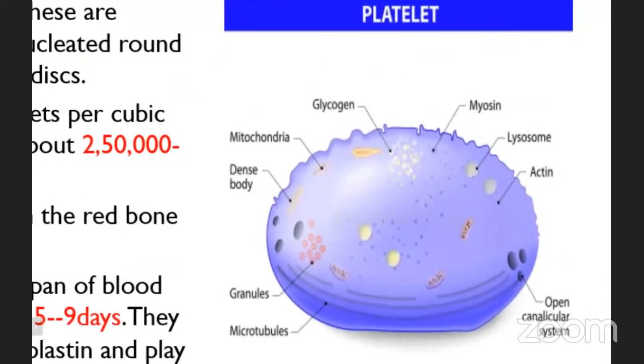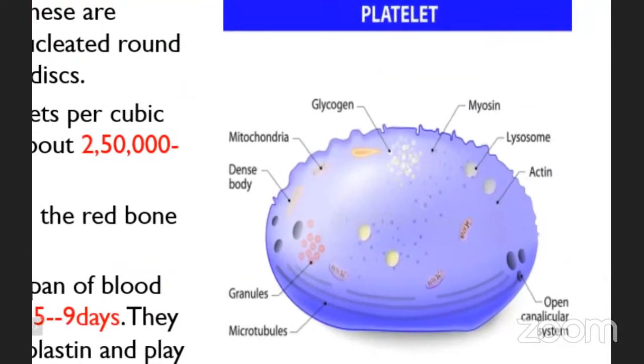Here you are observing the convex shape of the platelet.